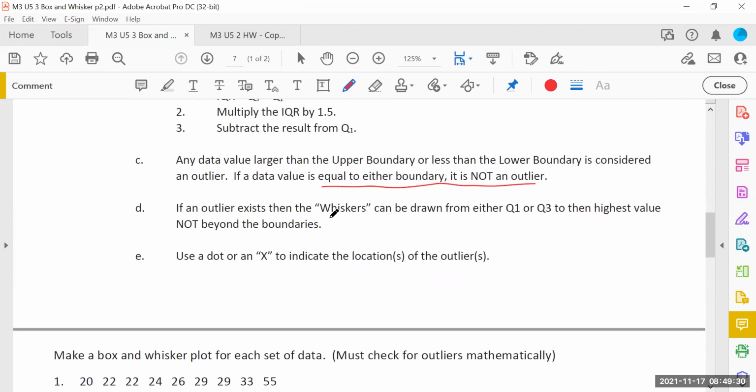And then if you have those, you use an X to mark the outlier. It does not get used then on the main box and whisker plot. It's just an X showing that there was a data value that we took out. And then your box and whisker plot extends to the next highest or lowest value.